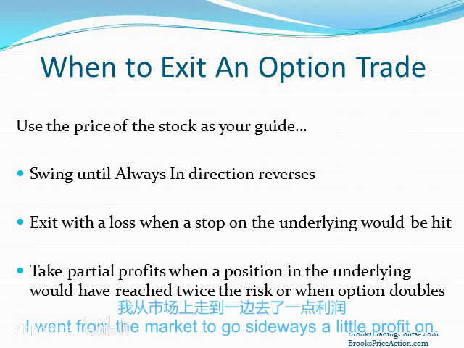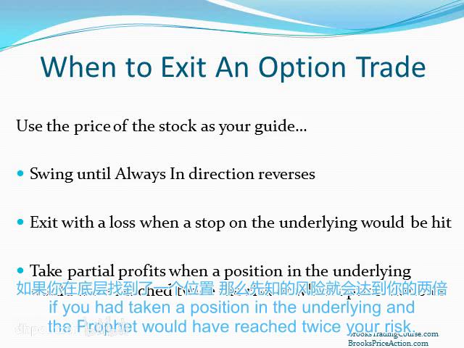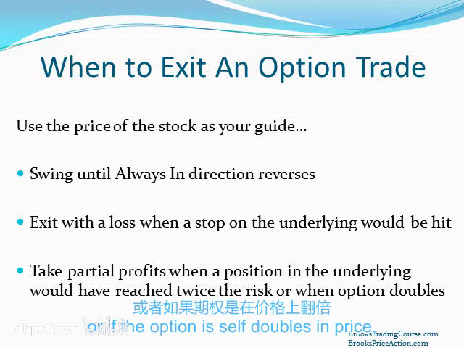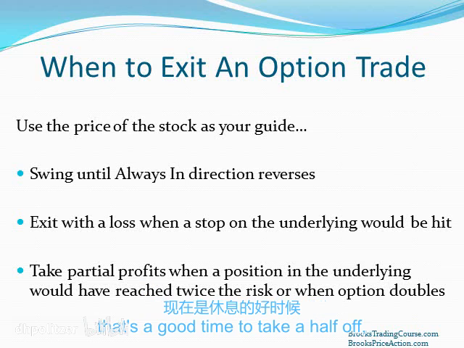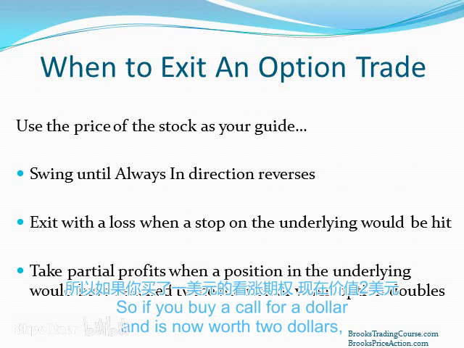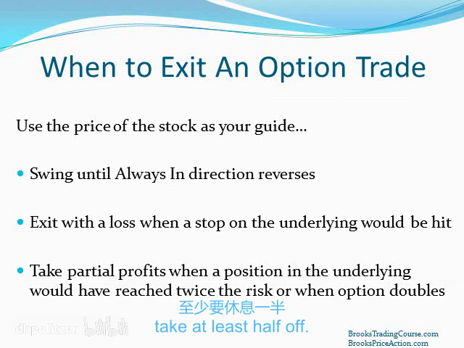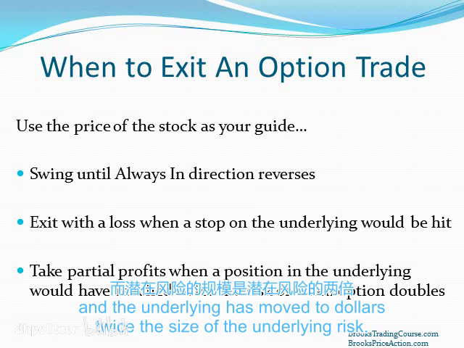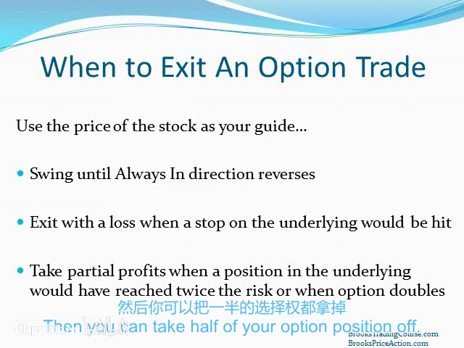If you had taken a position in the underlying, and the profit would have reached twice your risk, or if the option itself doubles in price, that's a good time to take half off, or sometimes even your entire position off. So if you buy a call for $1 and it's now worth $2, take at least half off. If the underlying risk was, let's say, $1, and the underlying has moved $2, twice the size of the underlying risk, then you can take half of your option position off.